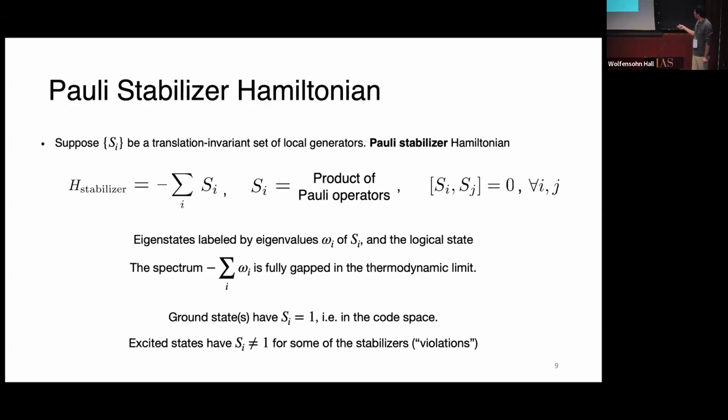We can find all the eigenstates and all the energy eigenvalues. These eigenstates will be labeled by the eigenvalues omega of S, plus the logical states, if you have any of them. Let's forget about the logical states for a moment. The spectrum is uniquely determined by the eigenvalues of S_i. And it's fully gapped in the thermodynamic limit. The gap doesn't depend on the system size at all. So it's really the simplest kind of many-body Hamiltonian that one can imagine. The ground state has S equals 1, so the ground states are exactly the same as the code space. And excited states will have some of the S not equal to 1.